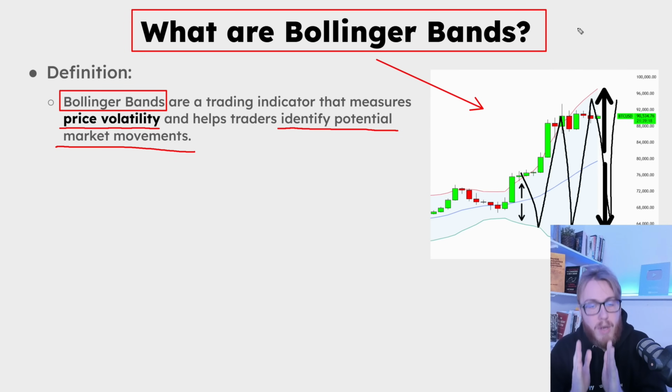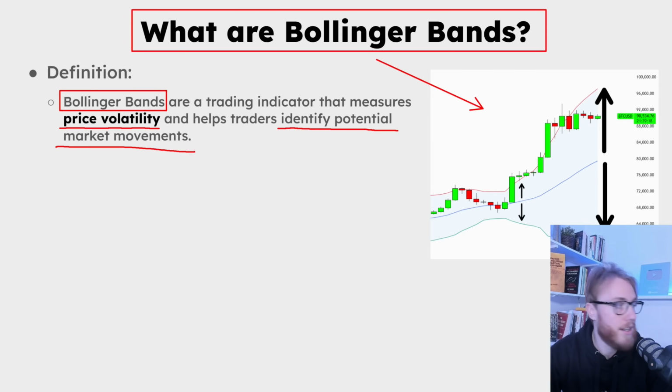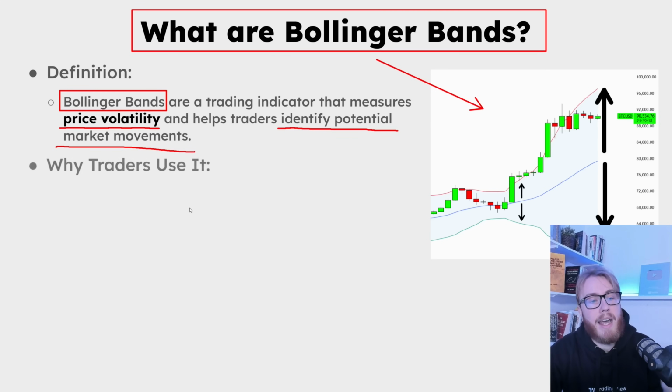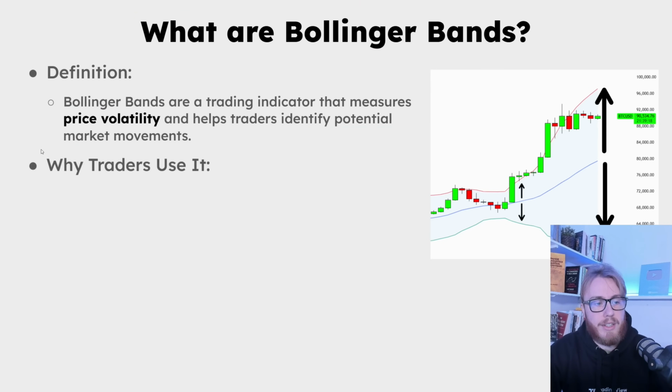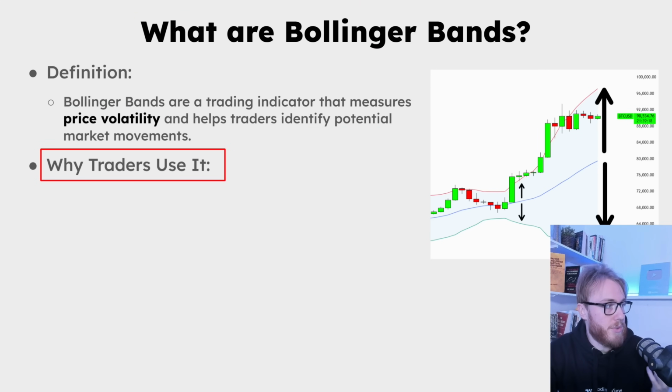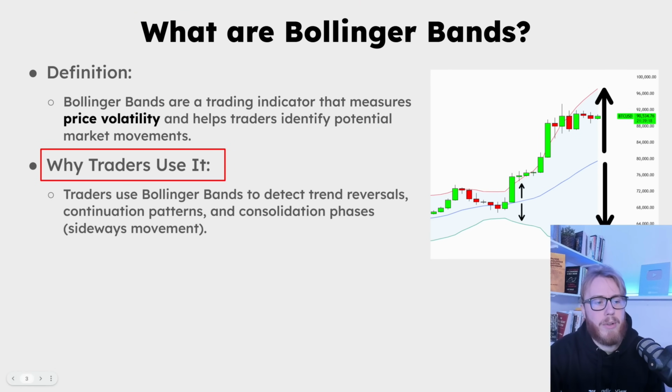When the bands are small, we have low volatility. When the bands are large, we have high volatility. And now let's of course take a look at why traders use it. What is the purpose of Bollinger Bands? Well, traders use Bollinger Bands to detect many different things.